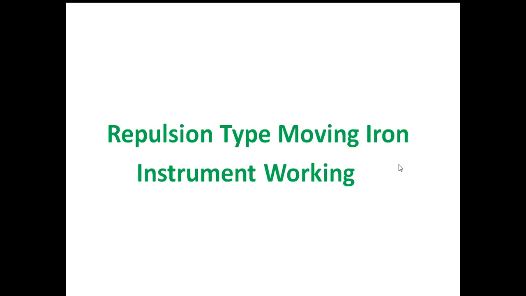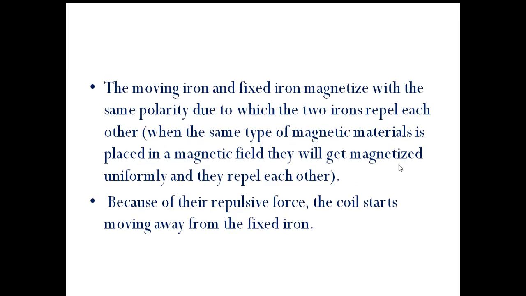Now we will see how this repulsion type moving iron instrument will work. The moving iron and fixed iron magnetize with the same polarity, due to which the two iron pieces will repel each other. Because of their repulsive forces, the moving part starts moving away from the fixed iron.